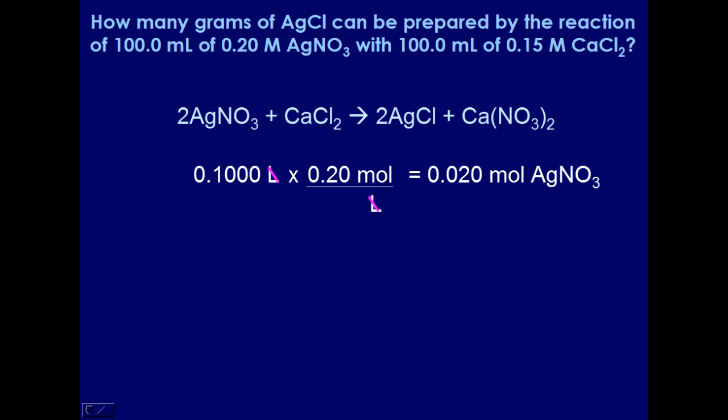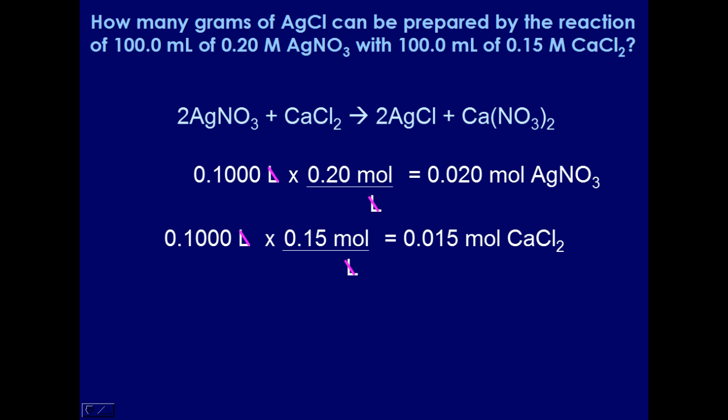We can do the same type of calculation to get the moles of the calcium chloride. And when we do that, we see that we will have 0.015 moles of calcium chloride.